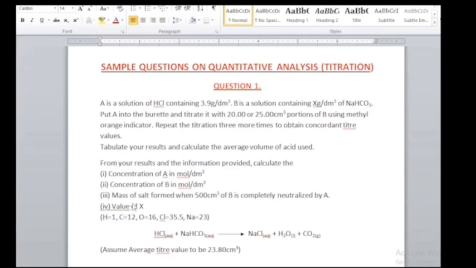It says calculate the value of X, and look at it here now. Our X here is in grams per dm cube. So the mass concentration of B is what we are looking out for. So value of X. So how do we get that now? Since we have calculated some things before, let us look at this. Value of X, that is the mass concentration of B. Now, this is what we'll be using.